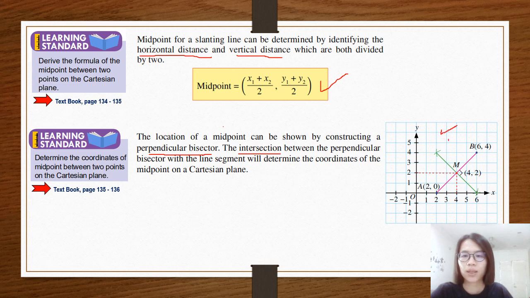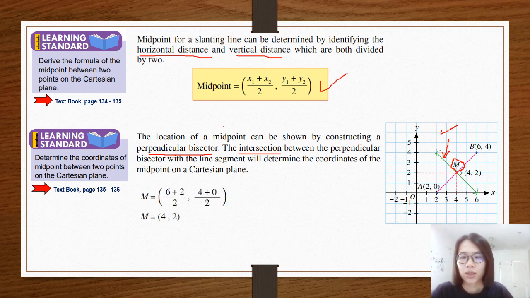The green line is the perpendicular bisector of AB. Both lines intersect at point M. So this point M is the midpoint of line segment AB. We can also apply the formula of midpoint to search for the midpoint of line AB.